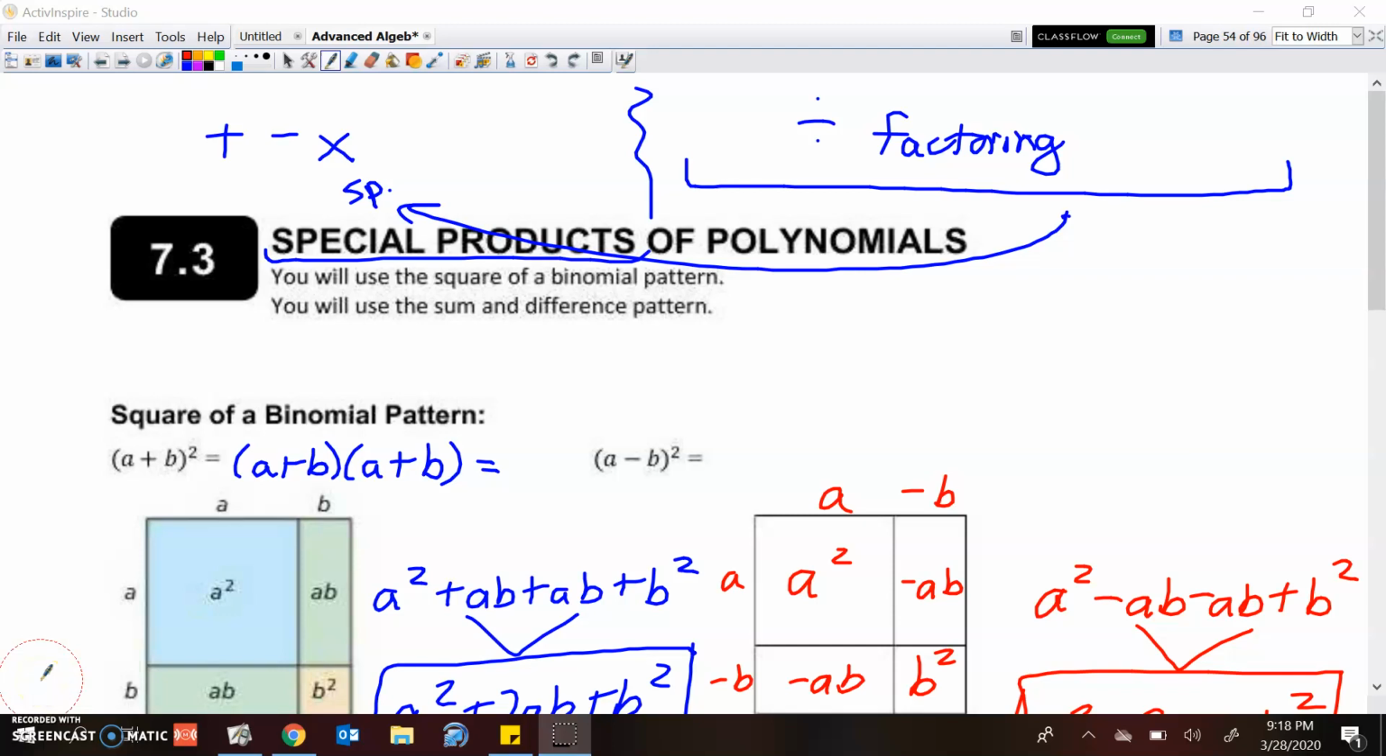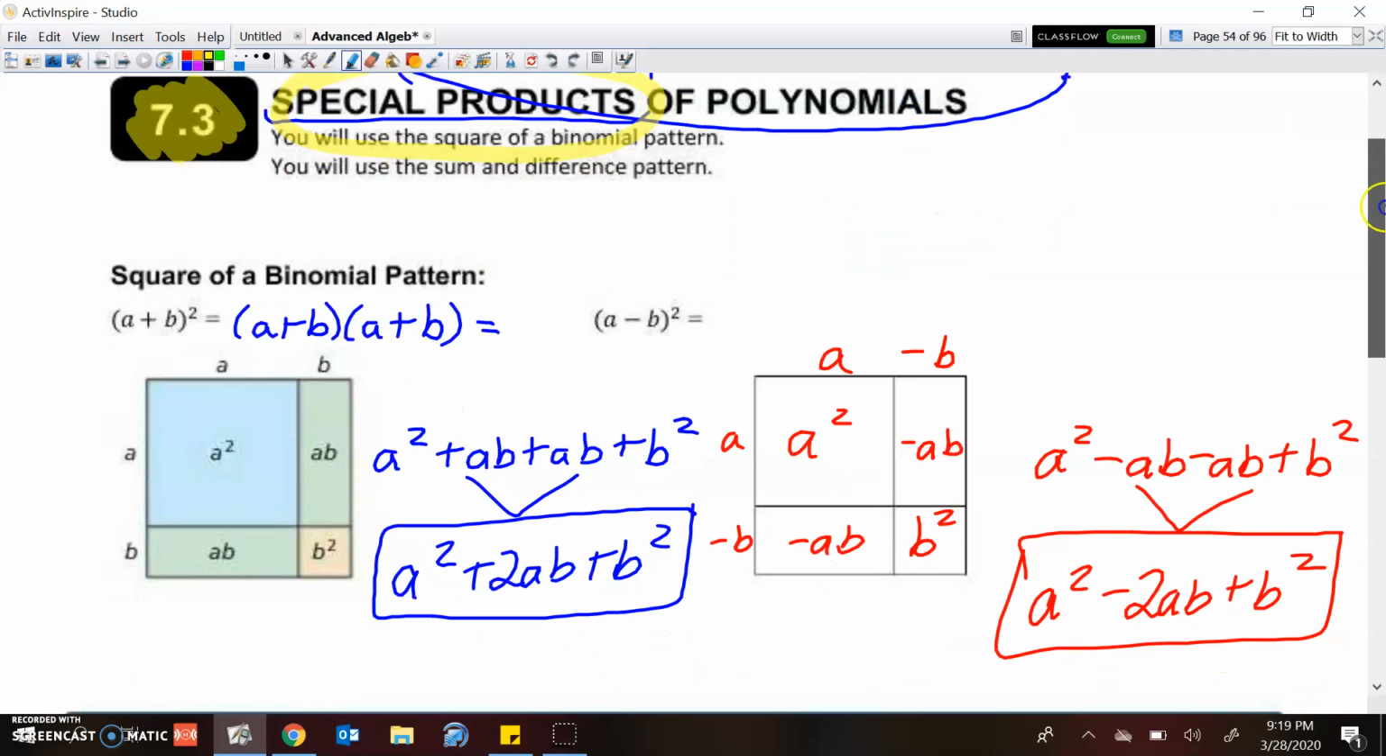Guys, so in this lesson we're going to do 7.7. Now up on the screen you're going to see that it says 7.3 right now, and here's why. Back in 7.3, I want you to think back to when we were doing this. We had just learned how to FOIL. So right after the FOIL lesson, where we learned how to multiply, we talked about these special products of polynomials.